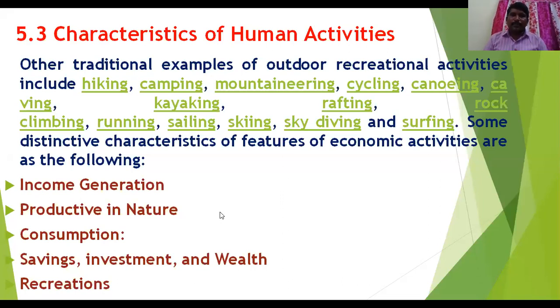The second is productive in nature. If the activity is a means of livelihood, it simply implies that there was some element of the production process in it. So, an economic activity must be productive in nature. It must involve some aspects of the production of goods and services. The third is consumption.